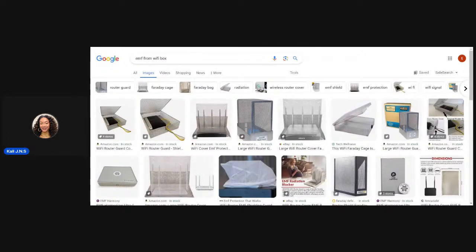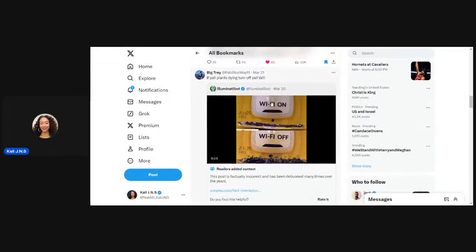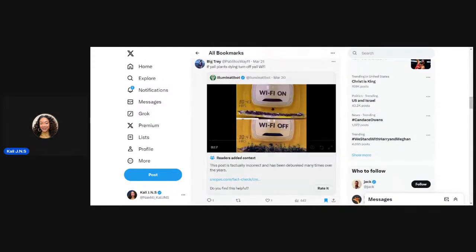I want to actually show you an example of what this looks like, because this is something that the average person watching this can take some steps towards. And we'll get to the solution, so bear with me. But I want to show you the effects of Wi-Fi on a plant. Okay, here we go. Here's the Wi-Fi on and then the Wi-Fi off. Now look how this plant is growing.